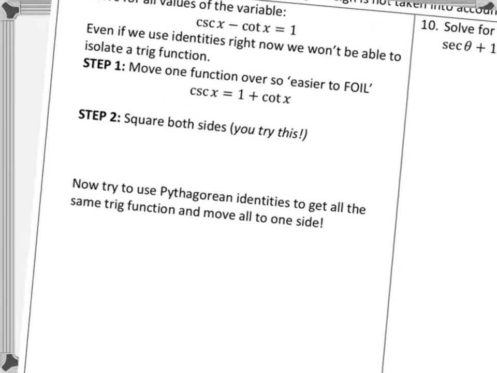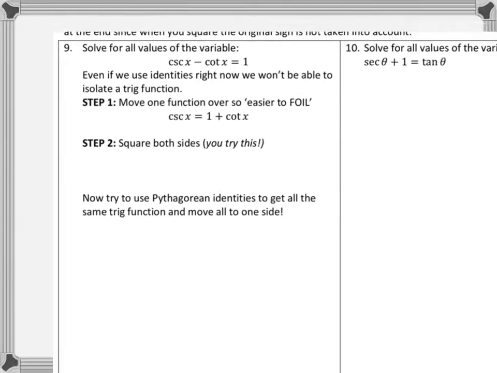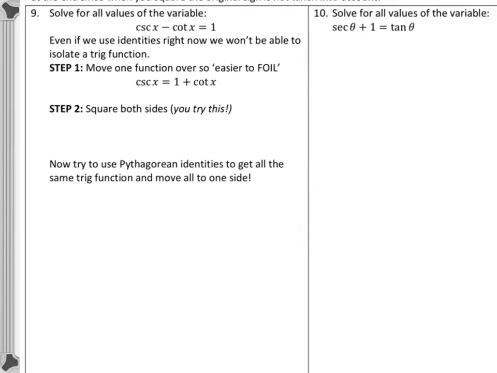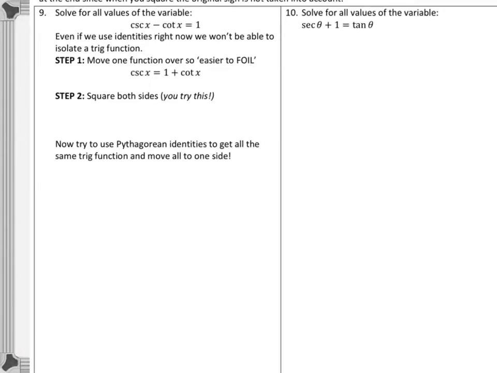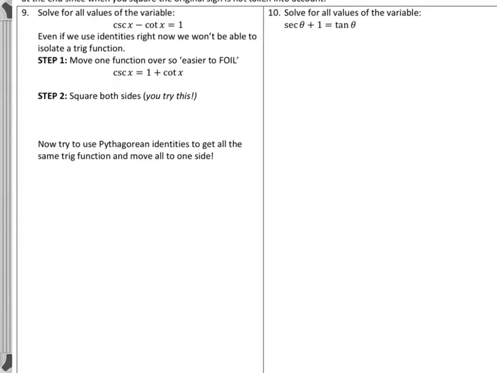But I'm going to do one more example from this packet, and it's going to be from that last section where it's solved by squaring. Just make this a little bit bigger for us here. Alright, we'll go with this. Okay, so I kind of gave us a little info to start and walked us through the first couple steps. But when you look at this problem, it says solve for all values of the variable. And starting off, cosecant minus cotangent equals 1.